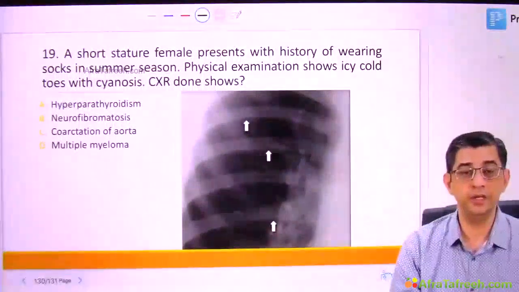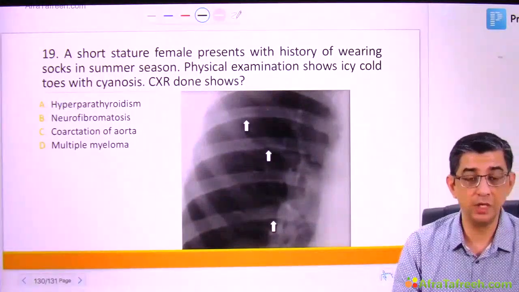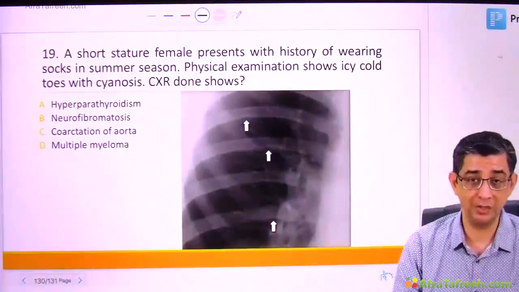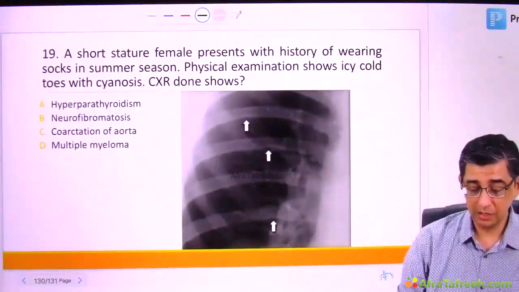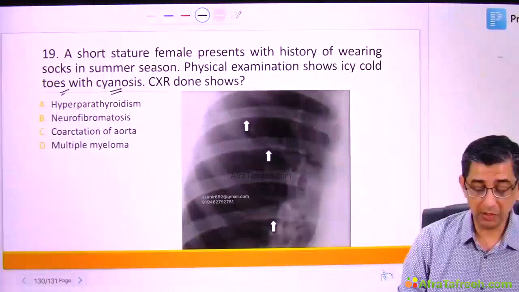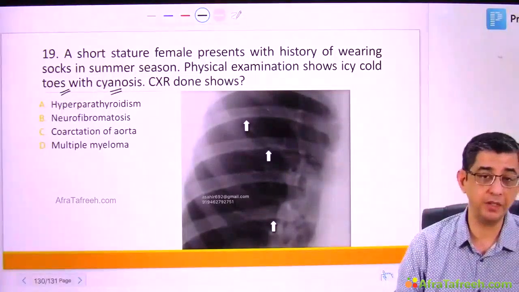Coming to the next question, he talks about a short stature female presenting with history of wearing socks in the summer season. Physical examination is showing icy cold toes with cyanosis. Now that's definitely a cause of concern. Cyanosis in the toes of the patient. This definitely means that either this person is having peripheral cyanosis, or could be having a differential cyanosis.